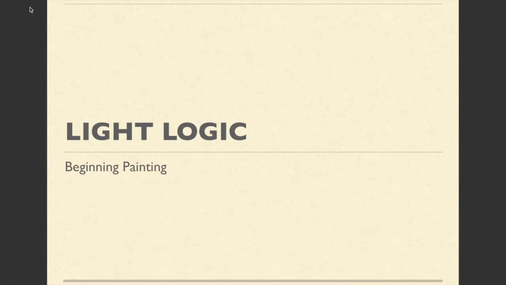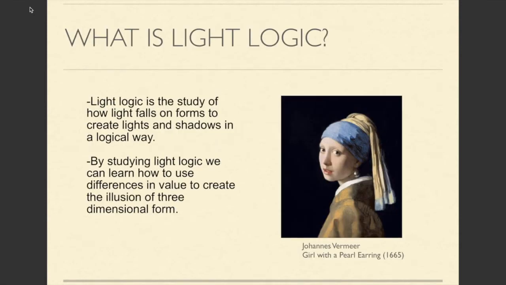Hello class, so another important concept you're going to have to understand is light logic. Light logic is a study of how light logically falls on objects to create lights and shadows. It's going to be really important for when you do your monochromatic still life, because it's through value that you can create the illusion of three-dimensional form.